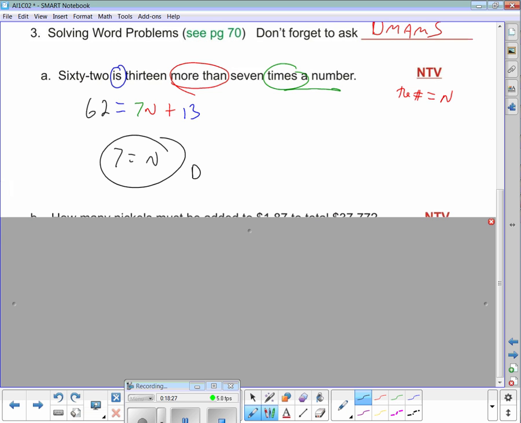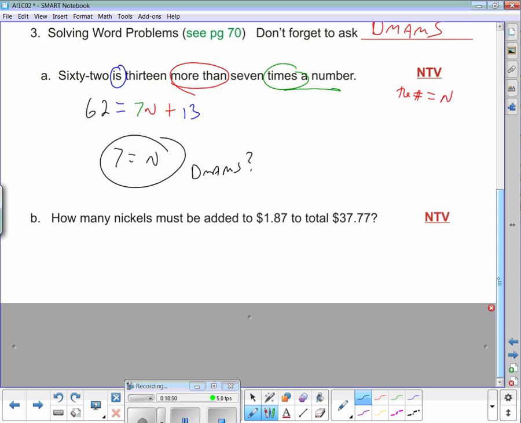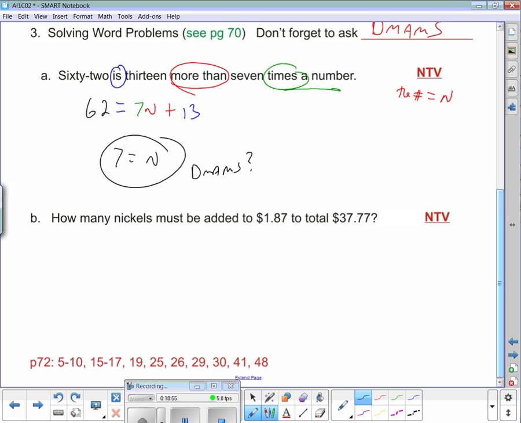Let's ask the ma'ams. And really in this one, you're going to have to do some substitution. Is 7 makes sense. 7 times 7 is 49. And 13 more is 62. Okay, it makes sense. So on that one, you'd have to almost check to make sense. Sometimes it's not quite that way. Let's get to our last problem here.